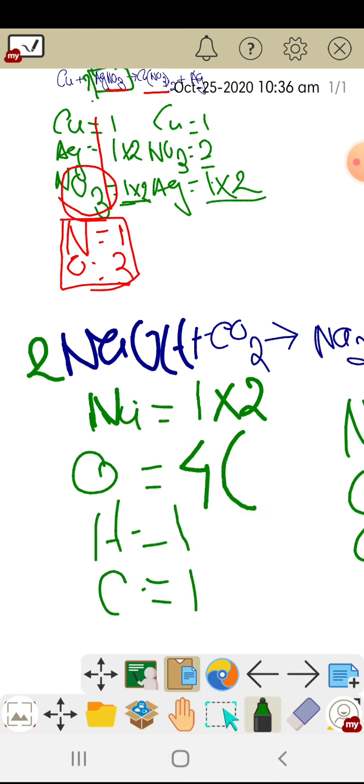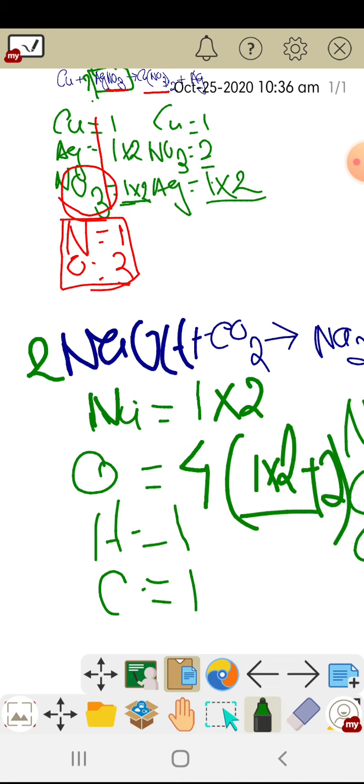How will O become 4? You cannot write it like this. It is O: 1 into 2 plus 2. We are multiplying 1 into 2, that is, out of the 3 oxygen atoms, we are multiplying 1 oxygen atom with 2 and adding the 2. This gives 4. Clear? Hydrogen is also becoming 1 multiplied by 2, that is 2.